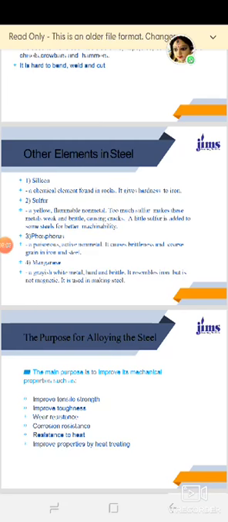Next is phosphorus, a poisonous active non-metal. It causes brittleness and coarse grain in iron and steel. Next is manganese. Manganese is a greyish white metal, hard and brittle. It resembles iron but it is non-magnetic. It is used in making steel.